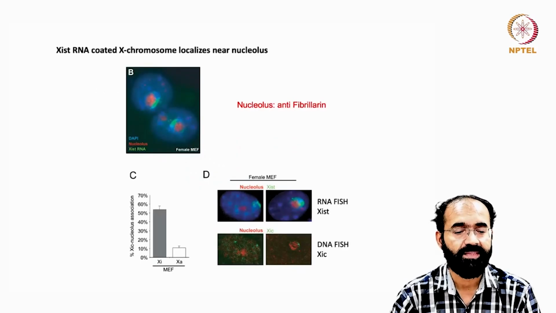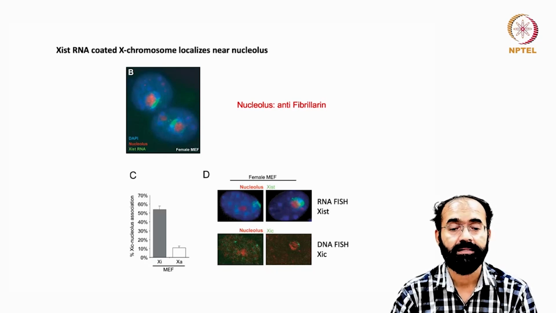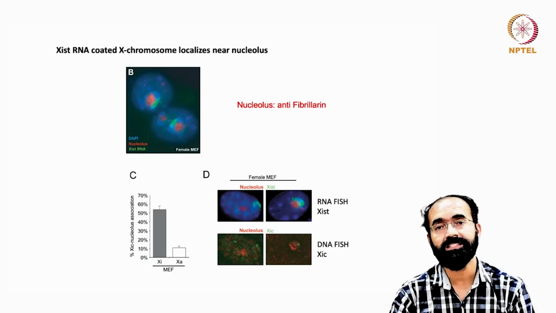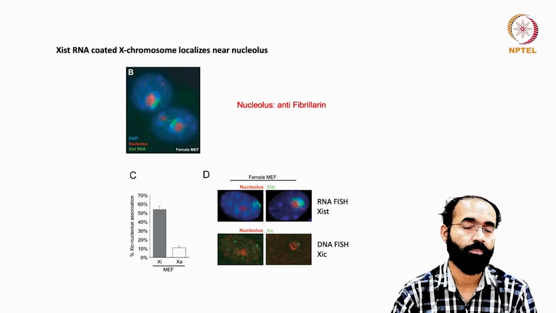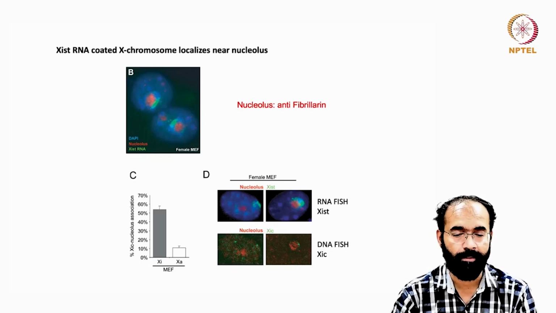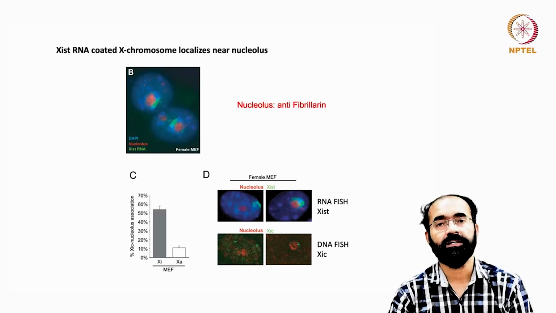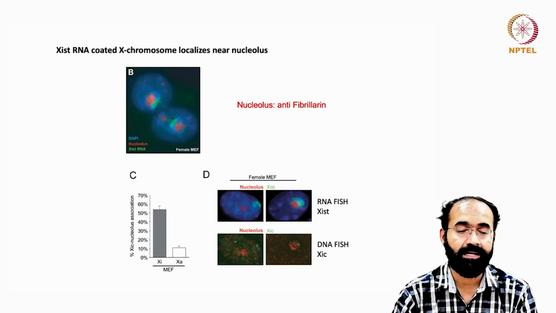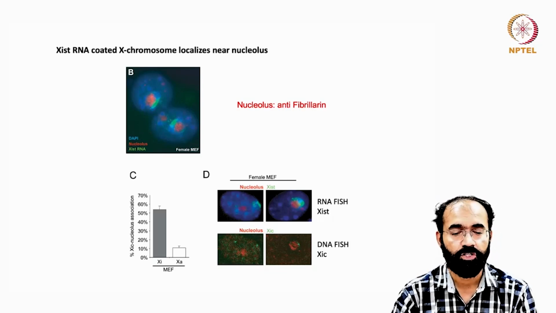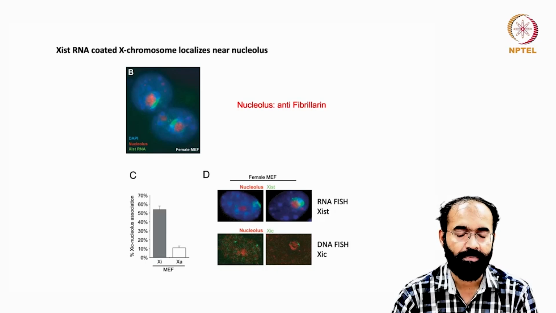So what happens? The Xist RNA coating the X chromosome localizes near the nucleolus. The nucleolus is a place where you have very high expression of ribosomal RNA. Here the nucleolus is stained with a marker, anti-fibrillarin, a protein that is highly expressed in the nucleolus, and that is seen in red. And you can see the Xist RNA is very close.